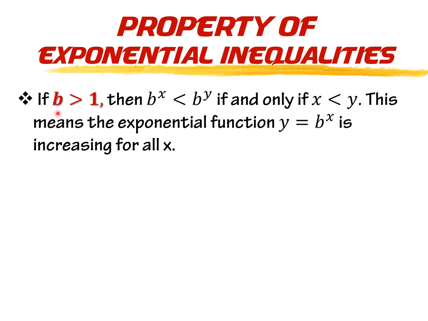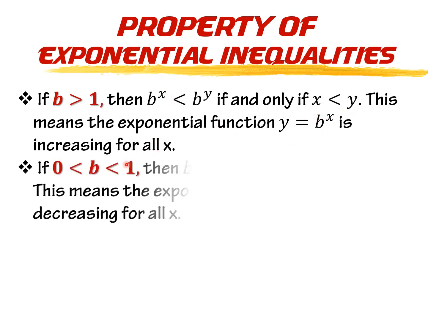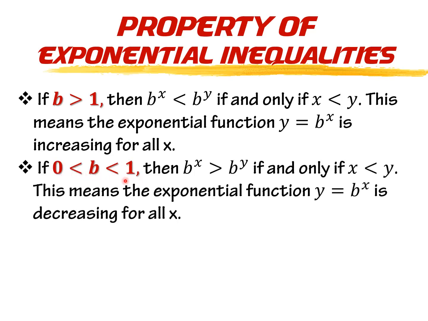For example, if b is greater than 1, then b raised to x is less than b raised to y if and only if x is less than y. This means that the exponential function y is equal to b raised to x is increasing for all values of x. Now, if b is greater than 0 but less than 1, then b raised to x is greater than b raised to y if and only if x is less than y. This time, this means the exponential function is decreasing for all values of x.